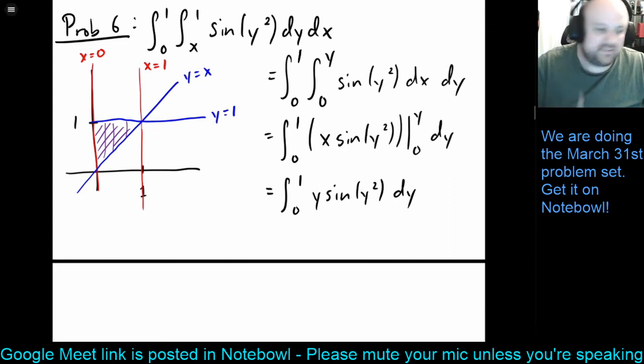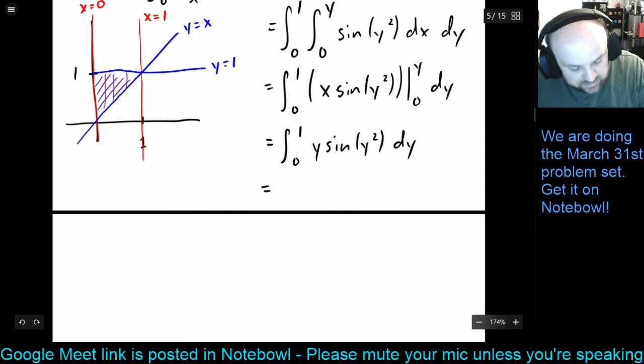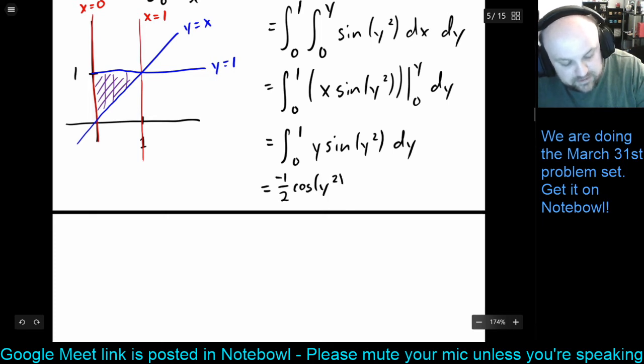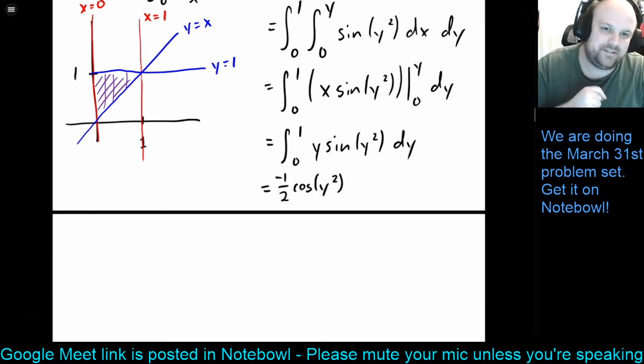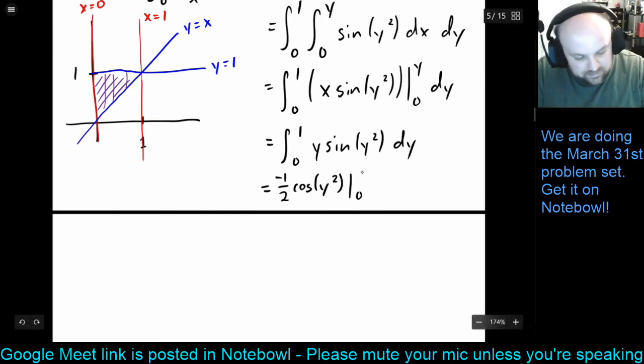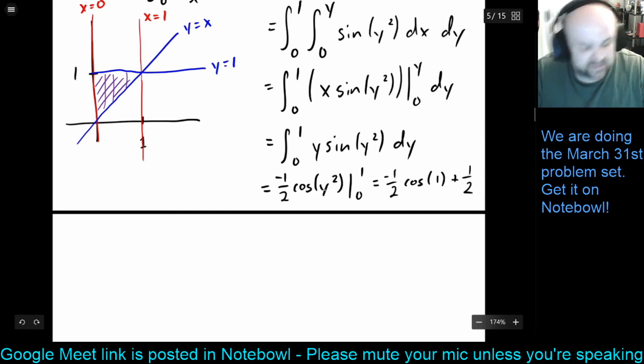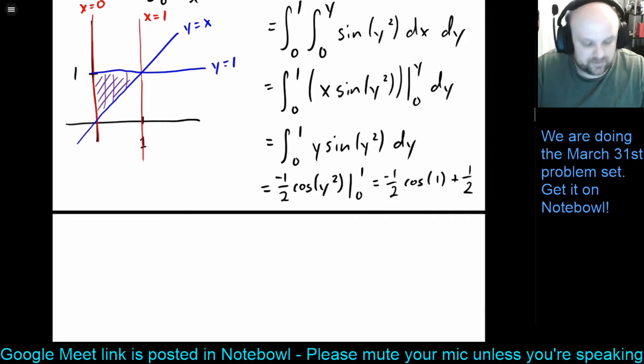And look, this is an integral you could do u substitution on. I'll skip the u substitution part and tell you this is just going to be -1/2 cosine y squared. I'll assume you know how to do u sub at this point. Now we're going from 0 to 1. If we compute this, we get -1/2 cosine of 1, plus 1/2, since plugging in 0 gives cosine of 0, which is 1. So, yeah.